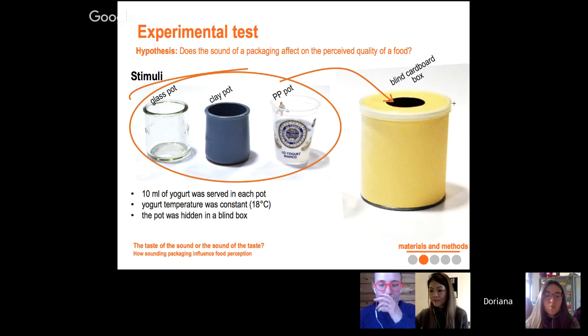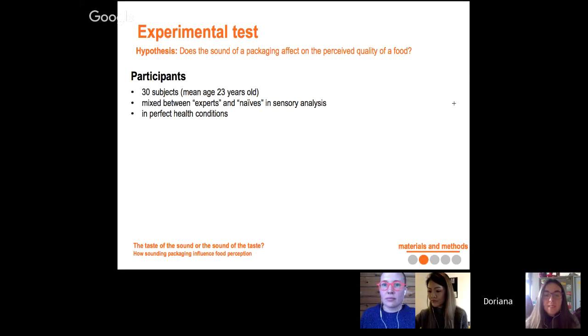Since the objective was to investigate the relation between perceived sounds and food qualities, other sensory stimuli such as sight and touch were avoided, and therefore during the test, each pot was hidden in an identical cardboard box. Thirty subjects, mixed between males and females, took part in the test. All the participants were Italian, and at the recruitment stage, we didn't give any information about the specific aim of the study and of the test. The participants were mixed between experts and naives in order to verify whether background knowledge affects subject perception of food in relation to packaging sounds.